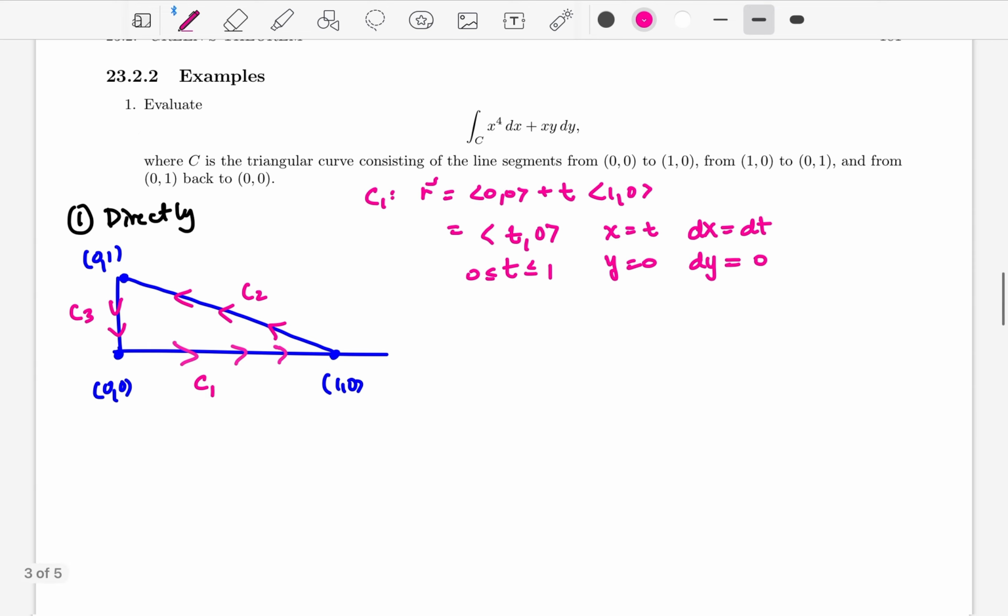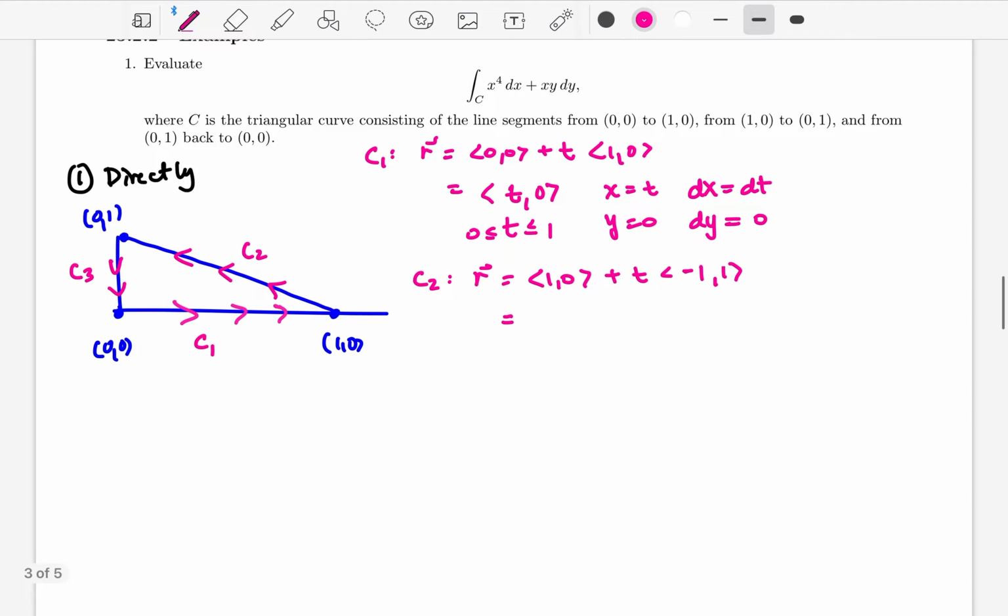Okay, perfect. And then along C2, r is equal to, let's see, I'm starting at 1, 0, so my r naught is 1, 0 plus t times my direction vector, which goes from 1, 0 to 0, 1. So I need the difference. This is 0 minus 1, I get negative 1, 1 minus 0, I get 1. So r is now 1 minus t and then t. That means that x is equal to 1 minus t, y is equal to t, dx is just negative dt, and dy is equal to dt.